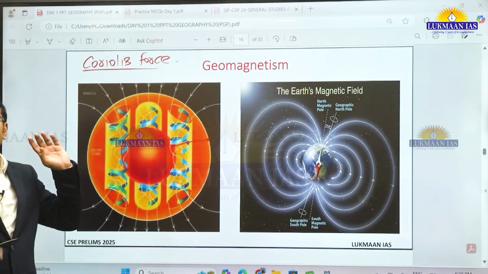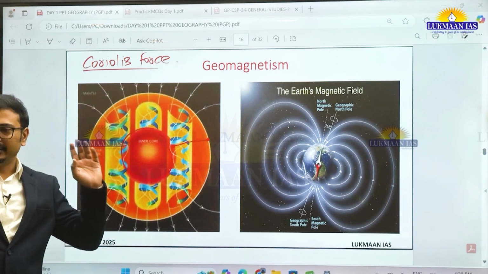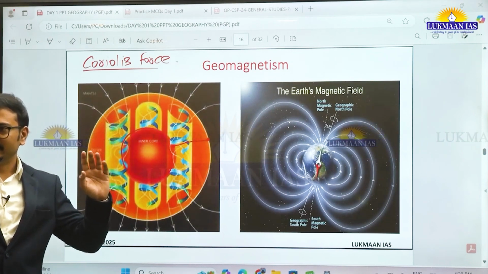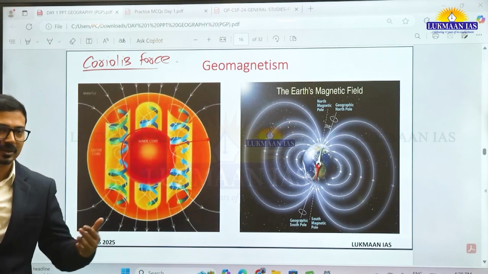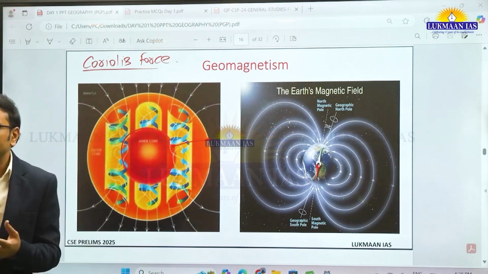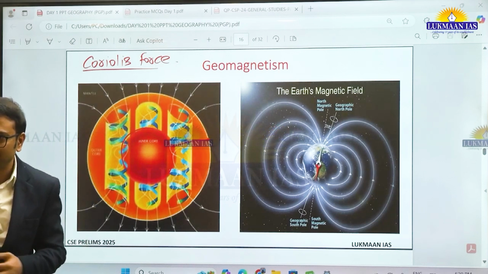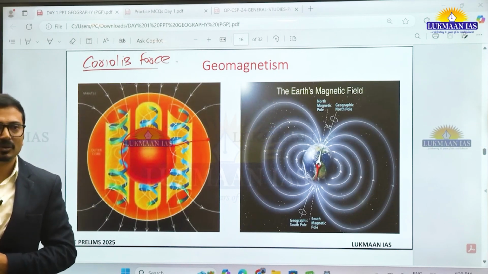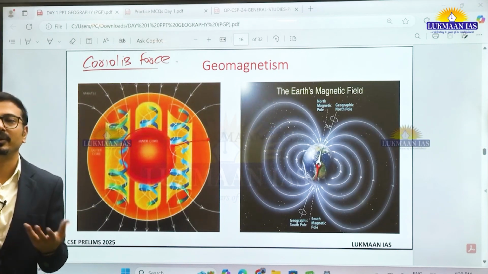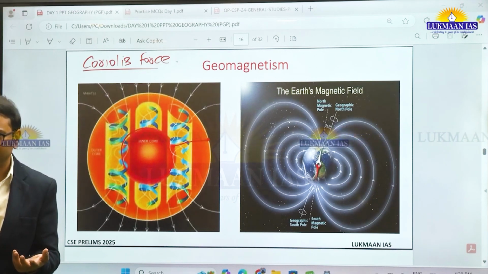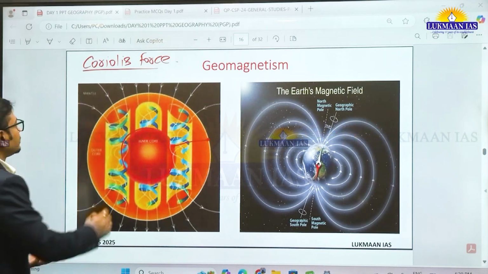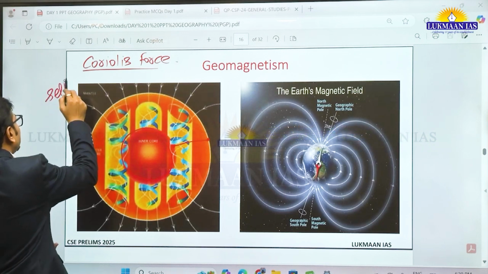Now you must be thinking, sir, if this was formed millions of years ago, it must have actually dissipated by now. Okay, so how is it sustaining till today? It is because of its self-sustaining character.